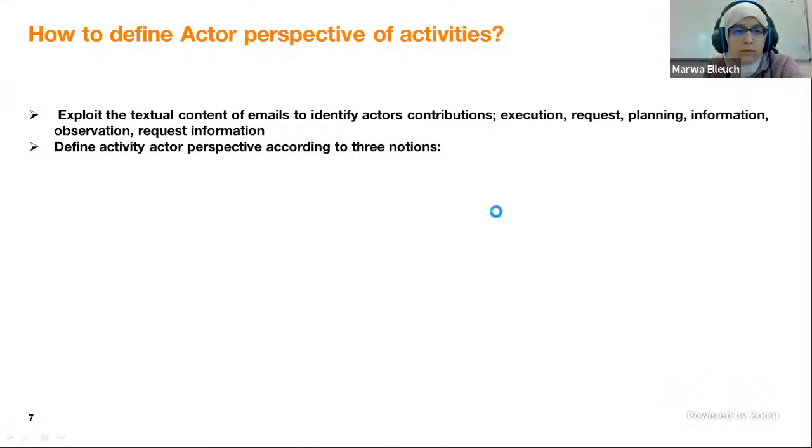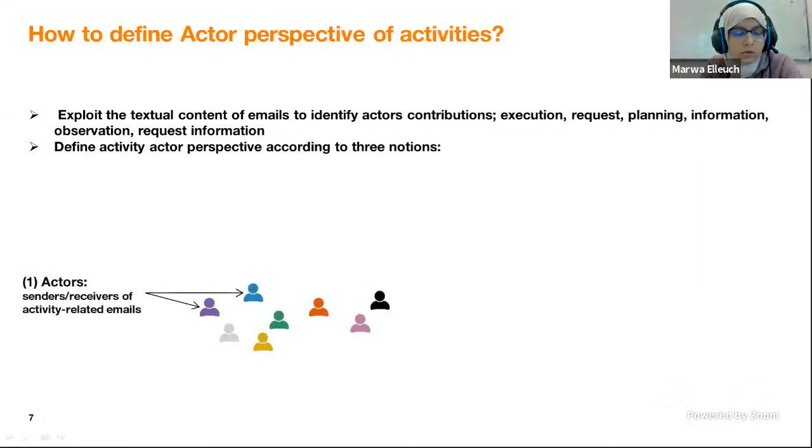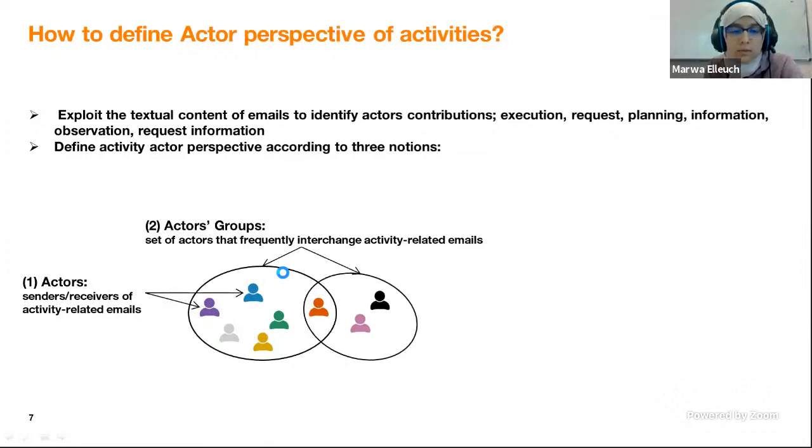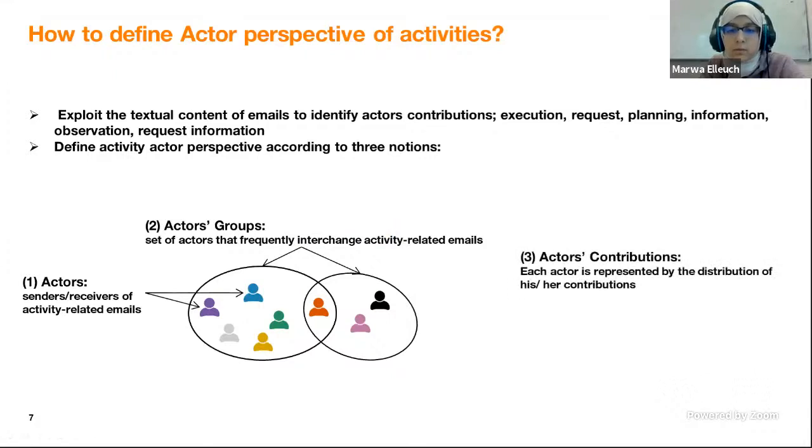Our second contribution was to define the activity actor perspective according to 3 notions. The first notion corresponds to the set of actors that perform activities or contribute to performing activities, and that could be retrieved or deduced from the sender and receiver information of activity-related emails. The second notion corresponds to actor groups, where each group corresponds to the set of actors that frequently interchange activity-related emails. And the final notion corresponds to actor contributions, where each actor will be represented by the distribution of his or her contributions.